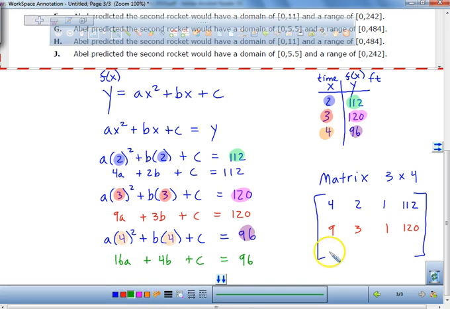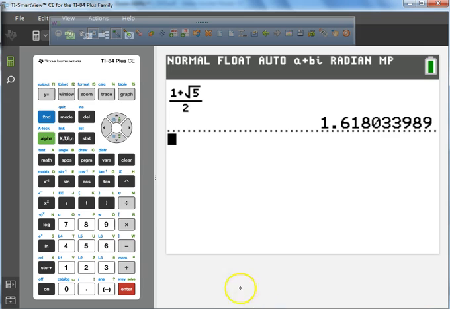In the last row, you guys can probably see what I'm going to do. 16 and 4, then, good. So write that down. Once you guys have written that down, we need to go to our calculators and build a matrix in our calculators.